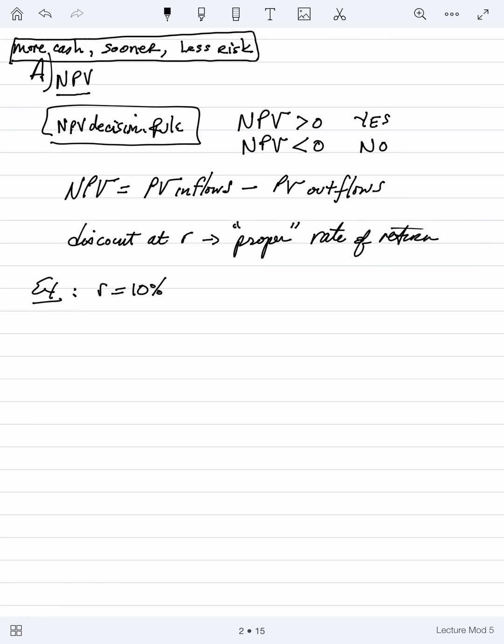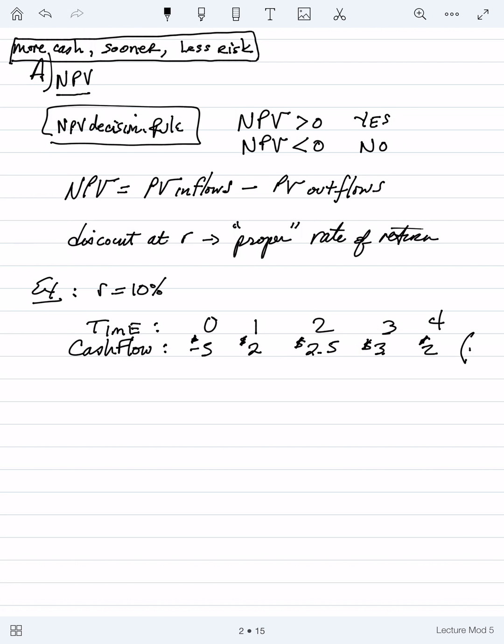And let's say that we're going to see cash flows in this project. Time period 0, 1, 2, 3, and 4. Let's say we've got a $5,000 outflow, so we're going to call that negative. Then we have, let's say, 2,000, let's say 2,500, then 3,000, and then 2,000. Okay, so that's just in thousands.